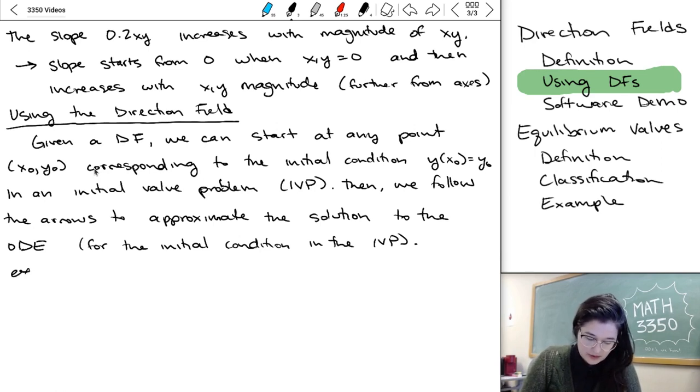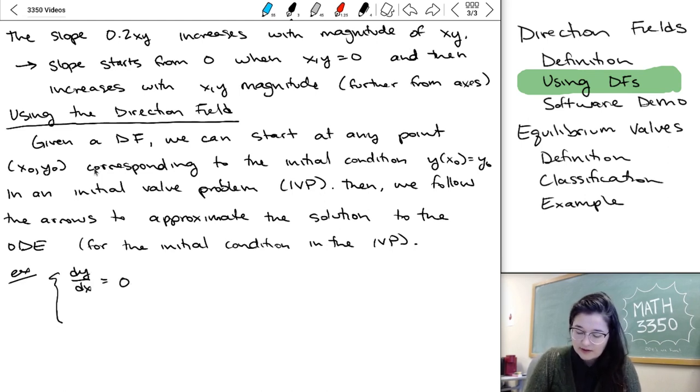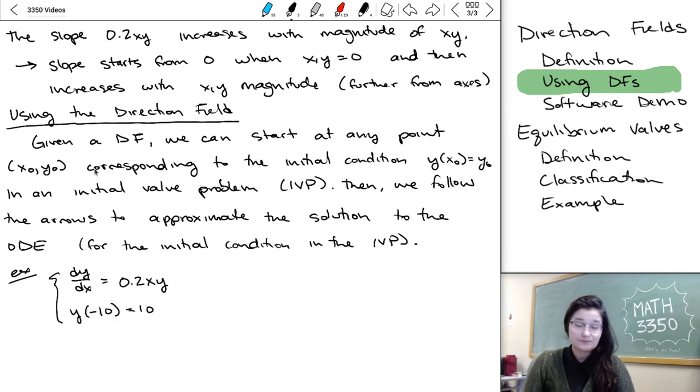So for example, let's say I had the initial value problem, dy dx is equal to 0.2xy. That's the equation we were working with before. And I wanted to start at y of negative 10 is equal to 10. In this case, my x0 is negative 10 and my y0 is 10. So I want to start at the point negative 10, 10.